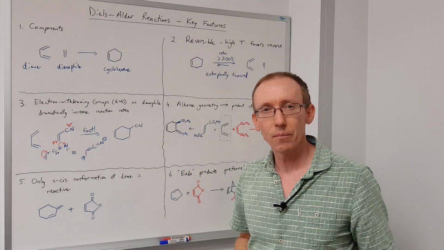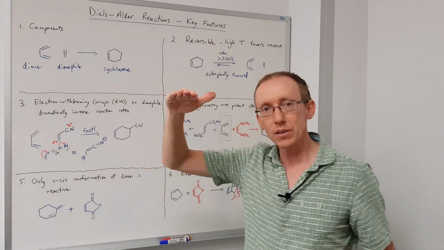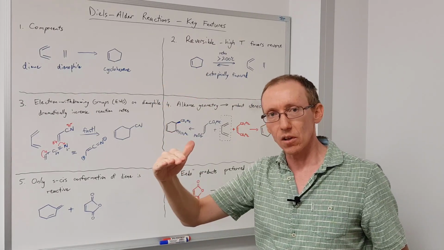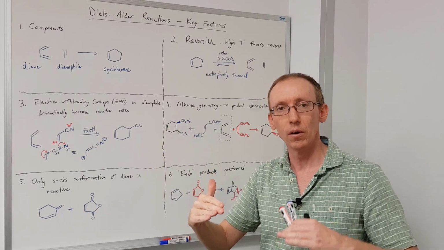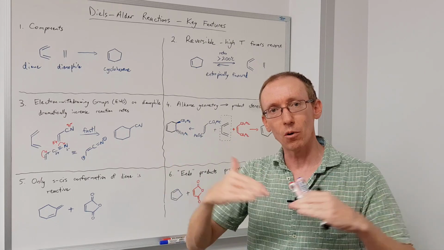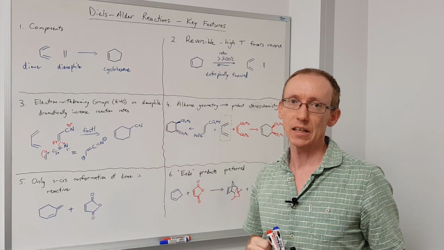A more sort of precise way of talking about this is that the electron withdrawing group lowers the LUMO of this species, and that brings the LUMO of this dienophile closer to the HOMO of the diene. And that makes those 2 orbitals overlap more effectively, and therefore lowers the energy of the transition state for this reaction.